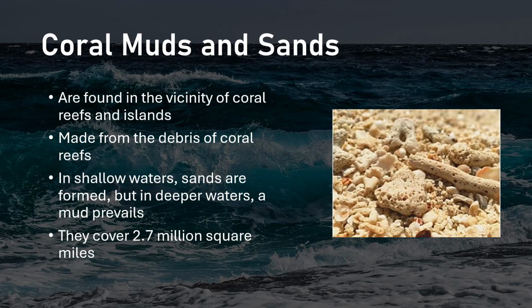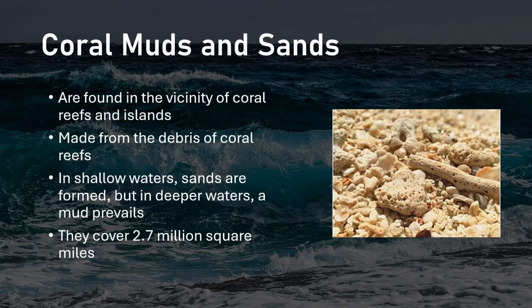Coral muds and sands. They are found in the vicinity of coral reefs and islands. They are derived from the debris of coral reefs. In shallow waters, sands are formed, but beyond the limits of wave action, a mud of triturated particles of calcareous material is met with. The predominant feature of the deposit is carbonate of lime, which averages 85%.